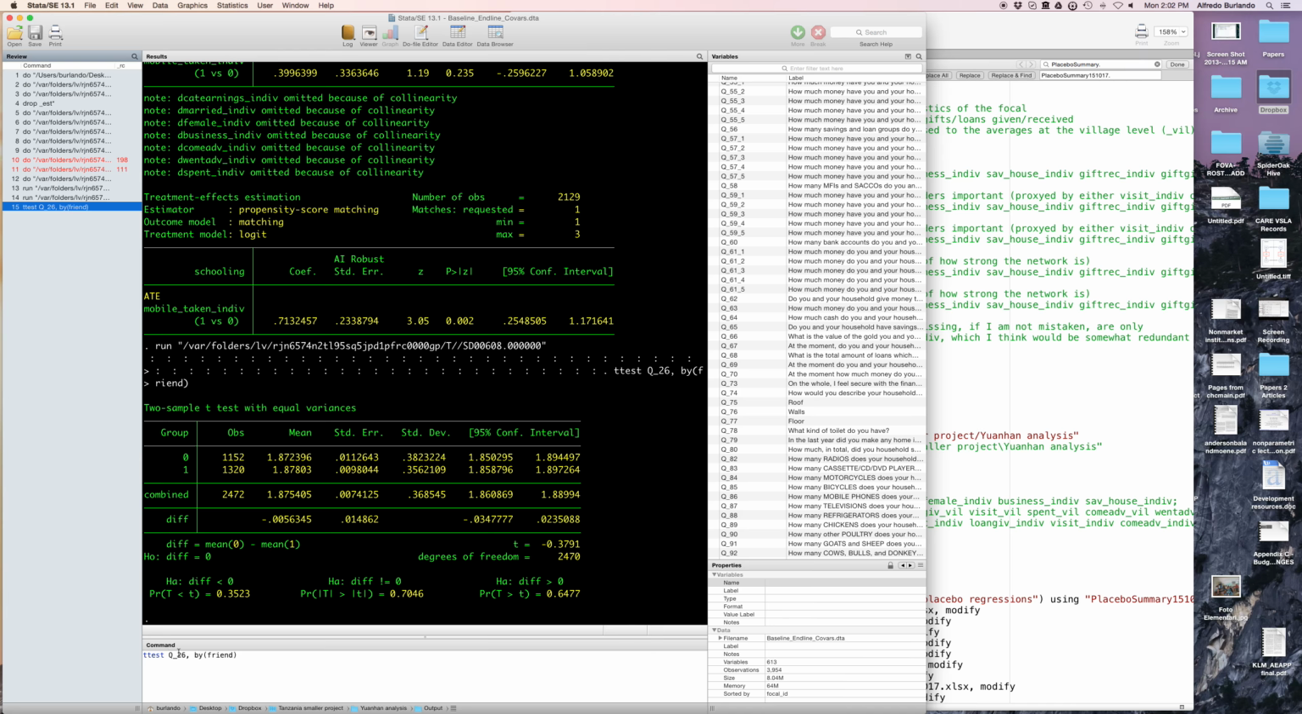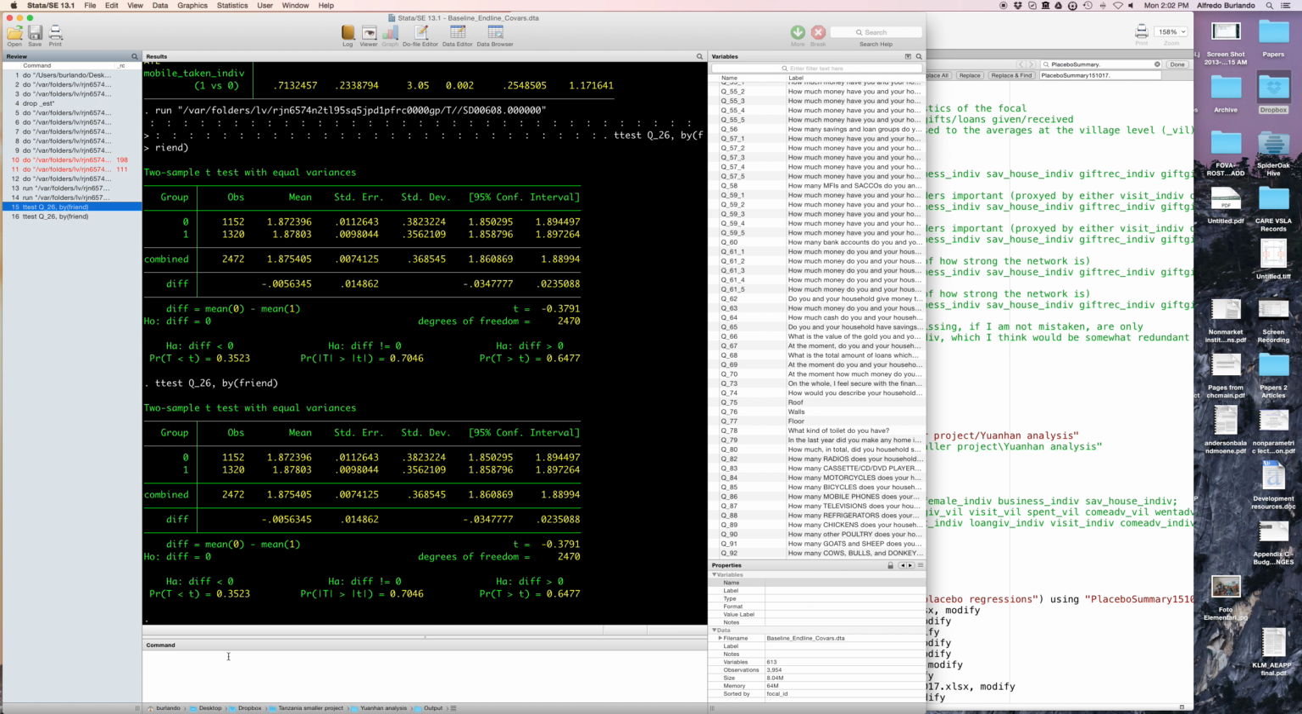q26. Q26 is the outcome variable that I'm interested in looking at by the dummy variable, which is going to be 0 or 1. So when I hit enter, I get this table here. I get a 2-sample t-test with equal variances. The groups are divided between groups 0 and groups 1.